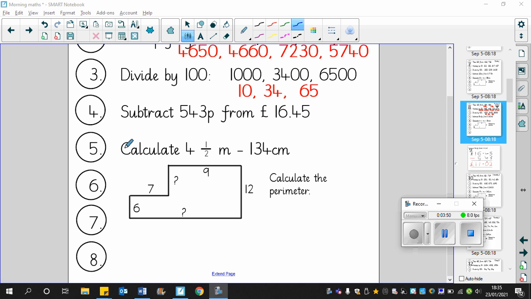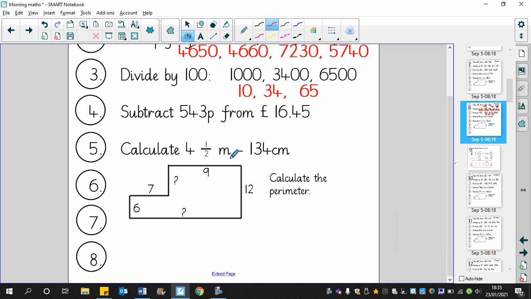Okay, so moving on now to question number 5. Calculate 4.5 meters take away 130 centimeters. Now the thing with this is we've got different units, meters and centimeters, so we're going to change the meters into centimeters. 4.5 meters is, well, 4 meters is 400 centimeters, and then half a meter, you should know now, is 50 centimeters. So we've now got 450 centimeters, take away 134.